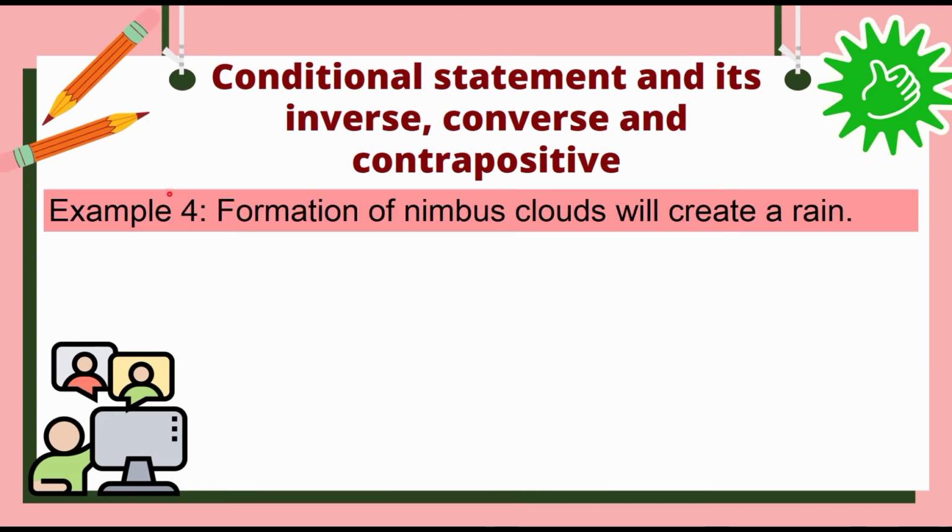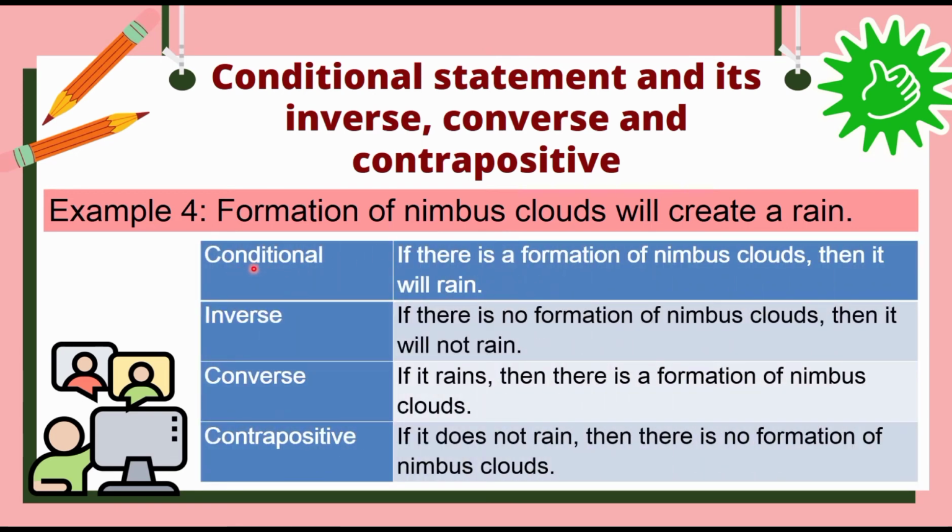Okay, for example number 4, formation of nimbus clouds will create a rain. Okay, by the way, this is one of the natural phenomenon that happens on Earth. Okay, so let us move on to our conditional, inverse, converse, and contrapositive. So for our conditional, we need to add the words if and then. If there is a formation of nimbus clouds, then it will rain. So our hypothesis is there is a formation of nimbus clouds. Our conclusion, it will rain.